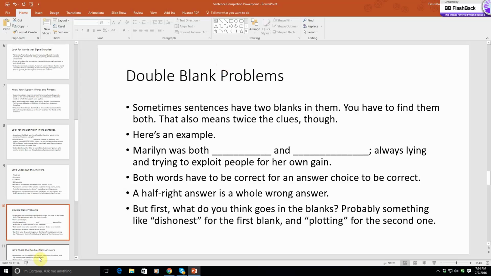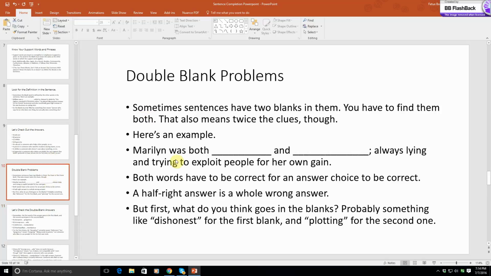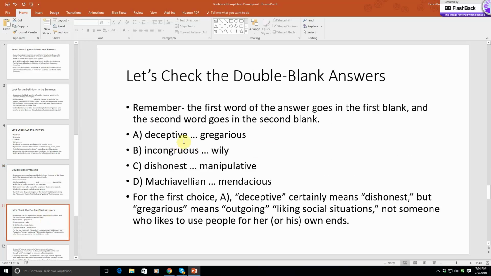Let's move on. Let's take a look at the answers we have here. And remember, the first word of the answer has to go in the first blank and the second word goes in the second blank. So the first one we have deceptive. Well, okay, if Marilyn's lying, she's certainly deceptive. And then let's look at the sentence again. Marilyn was both, okay, lying, and the second one is trying to exploit people for her own gain. Gregarious. Well, gregarious doesn't really work there. Gregarious just means you're very social, you like to be in large groups of people, so that's definitely not it.